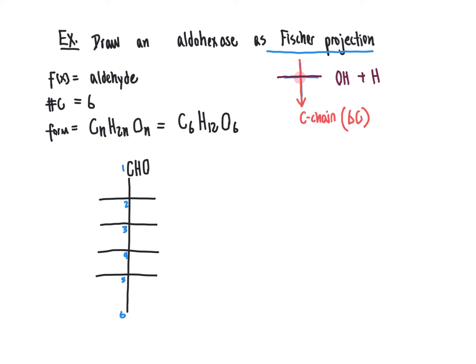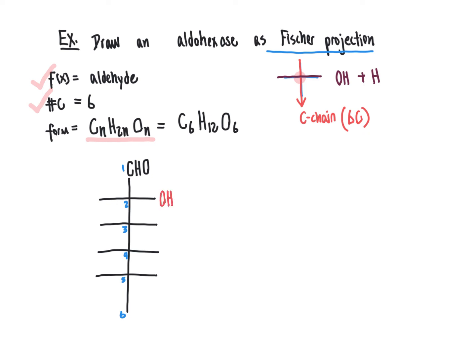Now we have fulfilled the criteria that this is an aldehyde, so I'm going to put a check mark on that. We have 6 carbon atoms, so I'm going to put a check mark on that. And we need to make sure that this fills the formula CnH2nOn. And in order to accomplish that, what we do is we fill in H's as needed at each carbon of the chain, as well as 1 OH group at each of those carbons. And so I'm going to go ahead and fill in those H's and OH's.